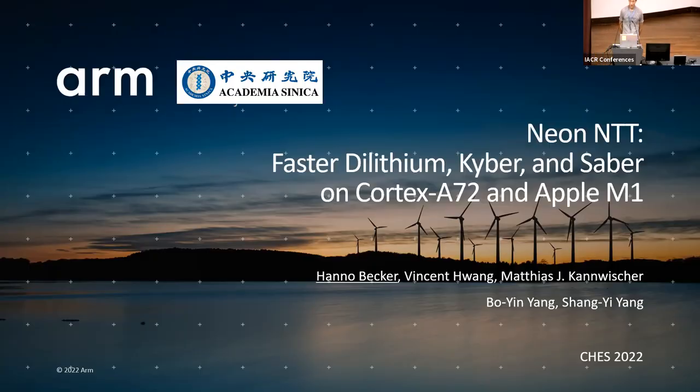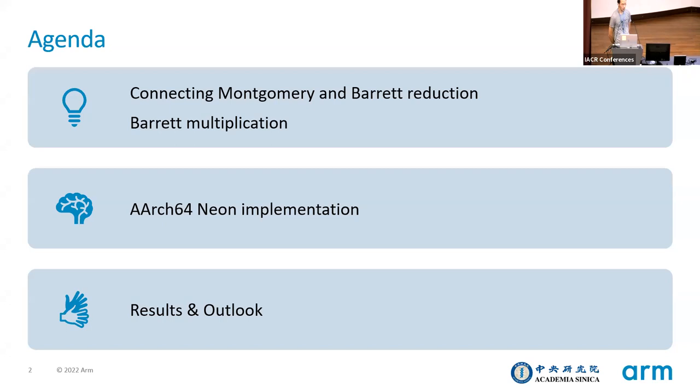Thank you very much. Yeah, I'm speaking about Neon NTT, faster Dilithium, Kyber, and Saber on A72 and Apple M1, with Vincent, Matthias, Bo-Yin and Shang-Yi. So there are three parts to the talk. First, it's somewhat theoretical. I'm going to discuss a relation between two known methods for modular reduction, which is Montgomery reduction and Barrett reduction. And we are using this relation between the two to extend it to a similar relation between Montgomery multiplication and a somewhat new primitive called Barrett multiplication.